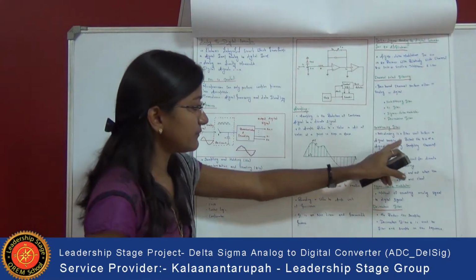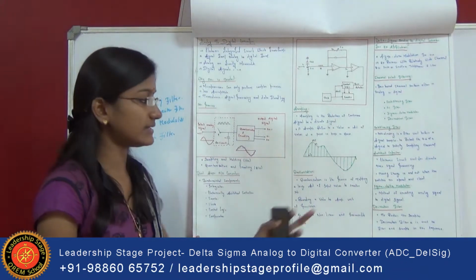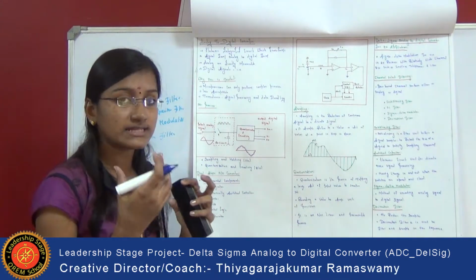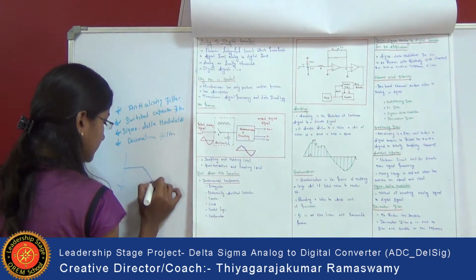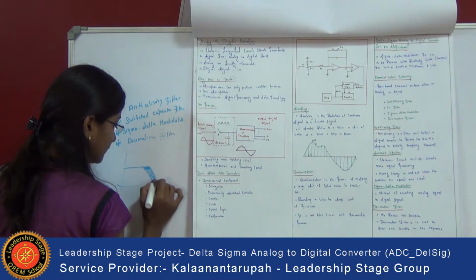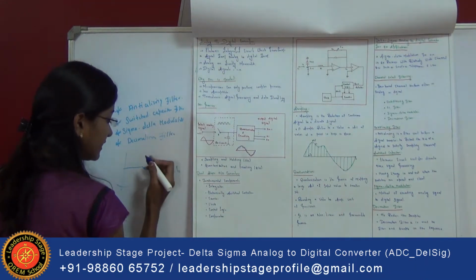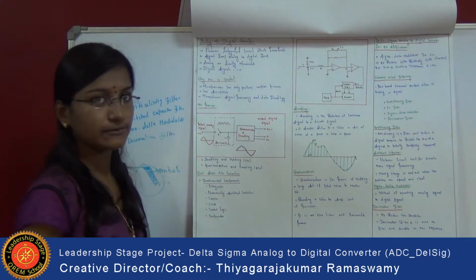So this anti-aliasing filter should be used before the signal sampler to restrict the bandwidth of the signal, in accordance with the sampling theorem. So this is the anti-aliasing filter. This part is called the anti-aliasing filter. By using this anti-aliasing filter, we can limit the bandwidth of the signal. This is the function of the anti-aliasing filter.